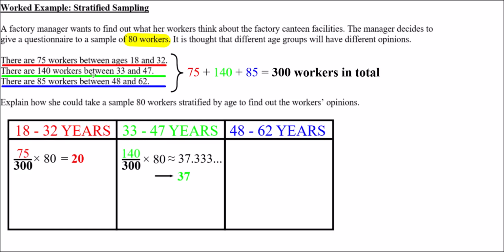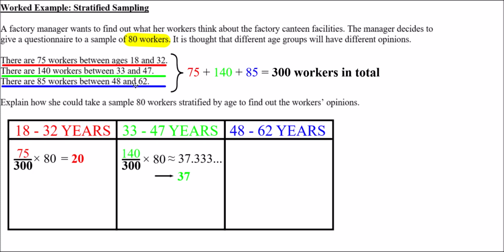So just under half in the population. We need just under half in our sample. So that fraction times 80 gives us an awkward decimal. Because we're talking about numbers of people, it needs to be rounded to the nearest whole number of people. So we get 37.